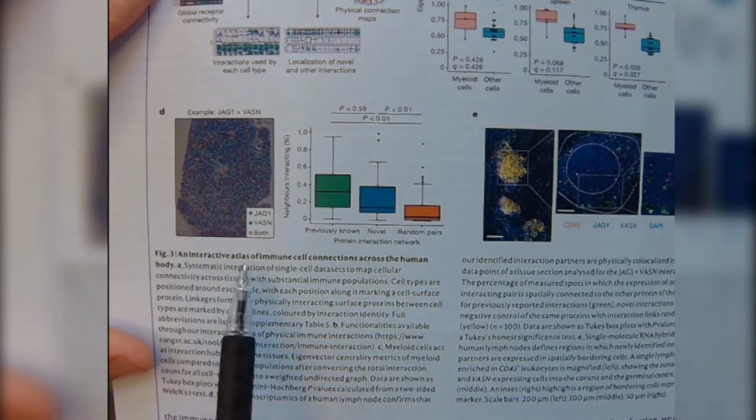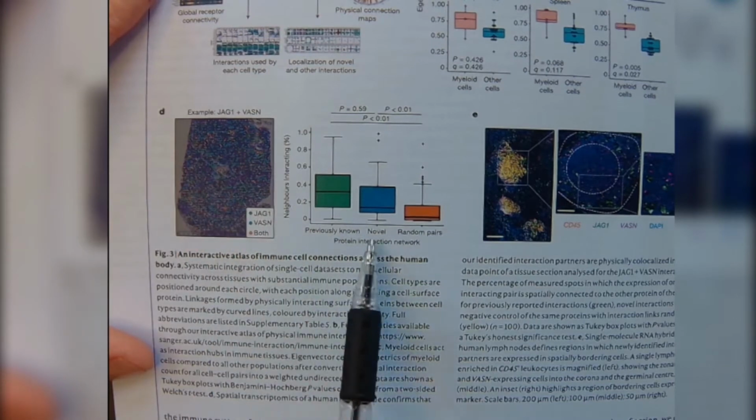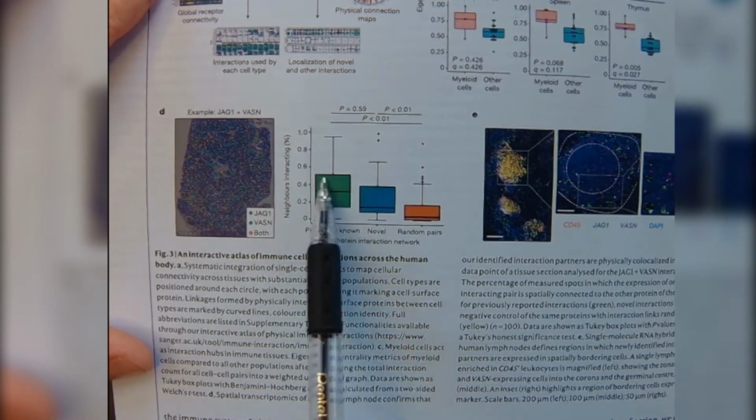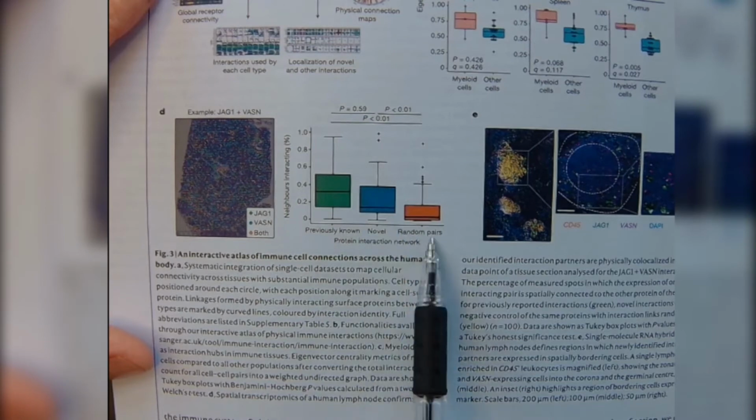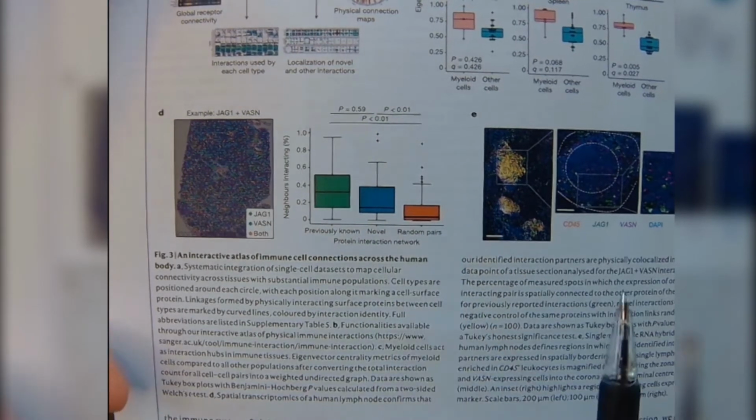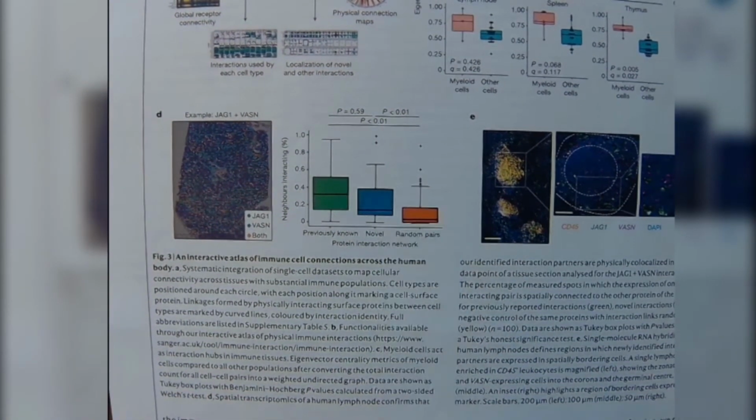Here in Figure 3D, this is the transcriptomics. You've got interacting neighbor percentage of previously known, novel interactions, and random pairs. So the random pairs are low. The novel and previously known interactions are higher, indicating that they are more likely to be true.